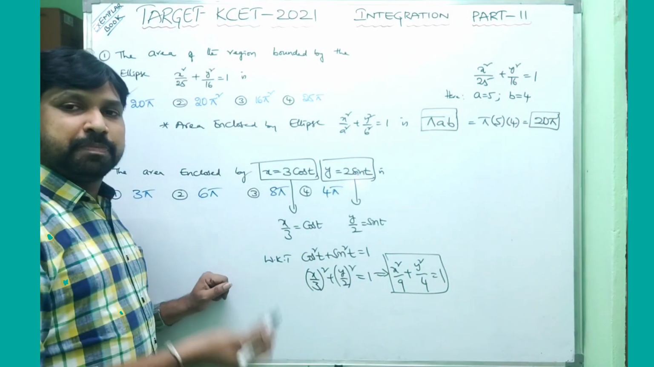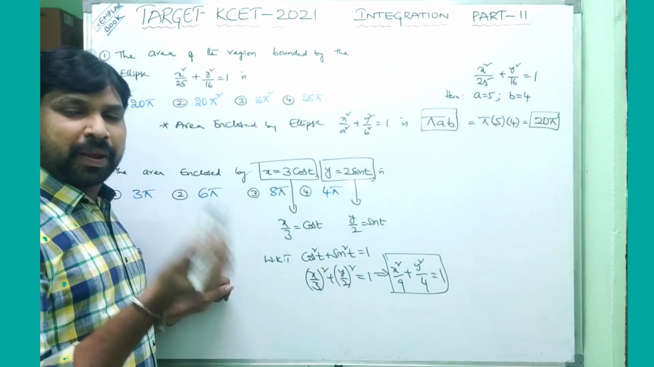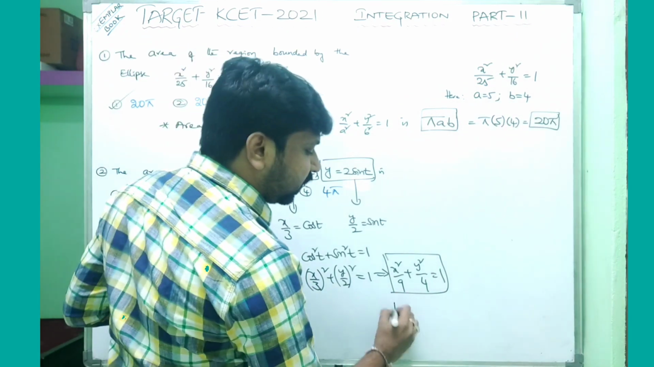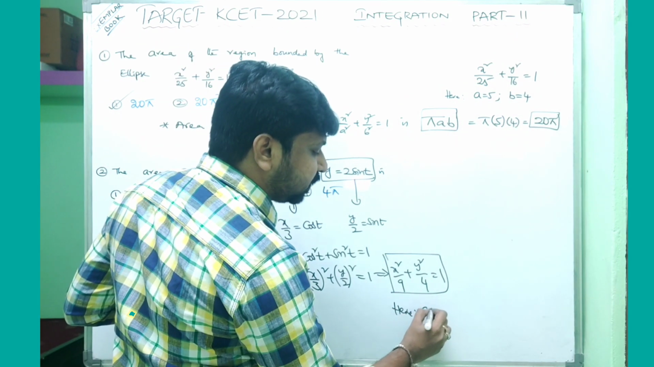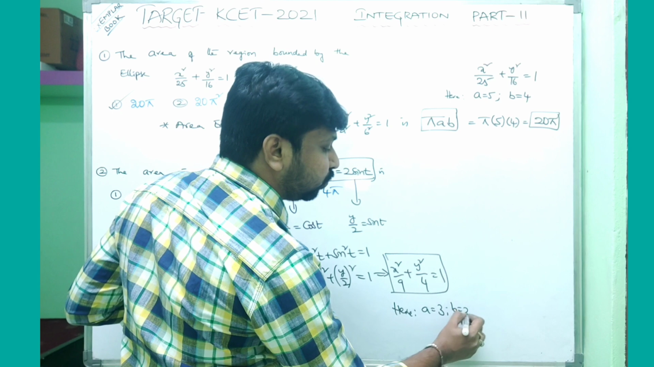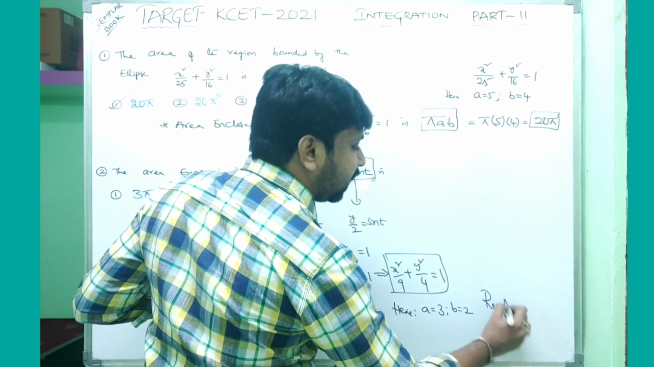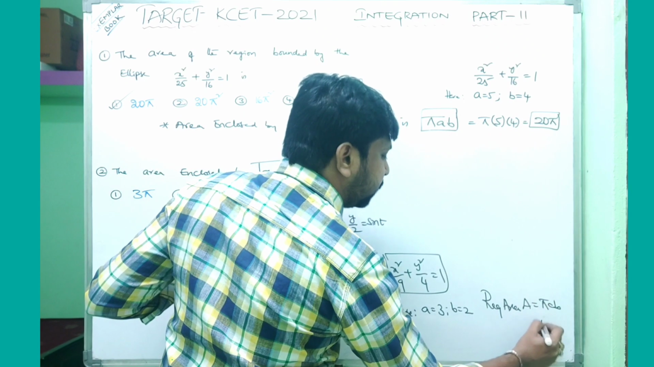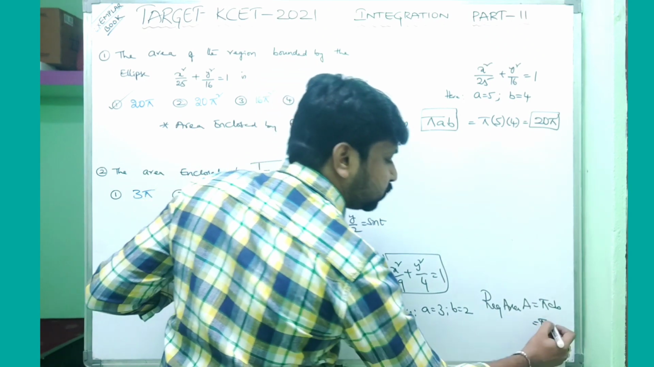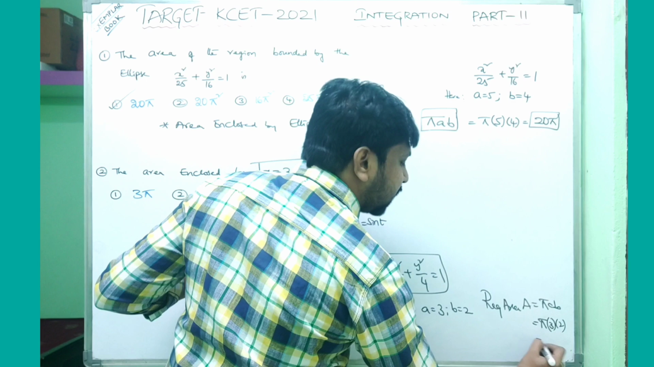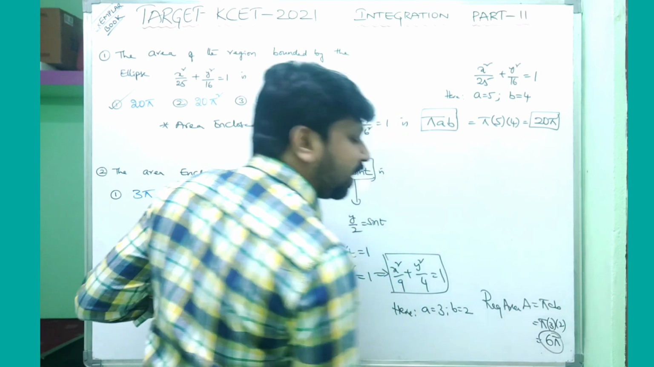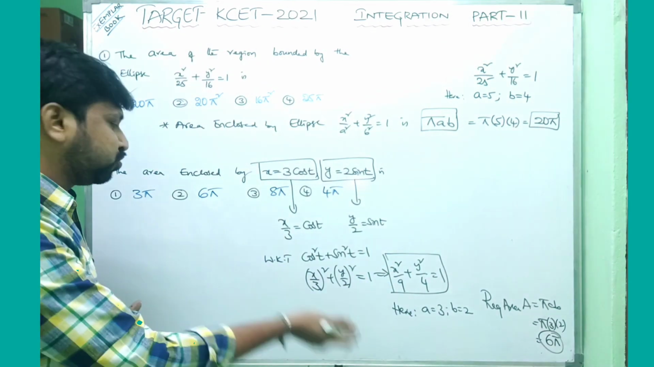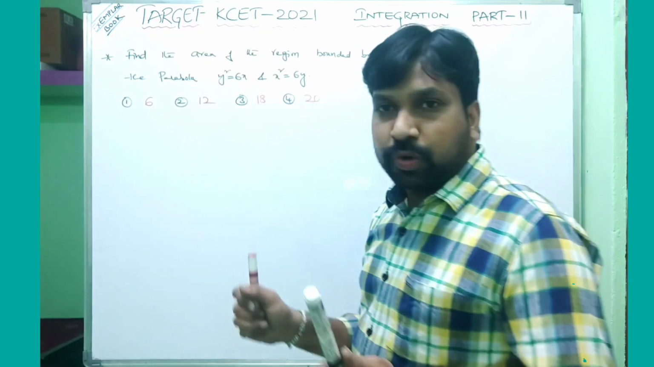Whenever it represents an ellipse, the area you know very well, that is pi into a into b. So what is the value of a? A is equal to 3 and b is equal to 2. So the required area A is equal to pi ab, and hence pi into 3 into 2, and the answer is 6 pi. You can evaluate very easily by using this approach. 6 pi is the correct answer. Move to the next model, friends.